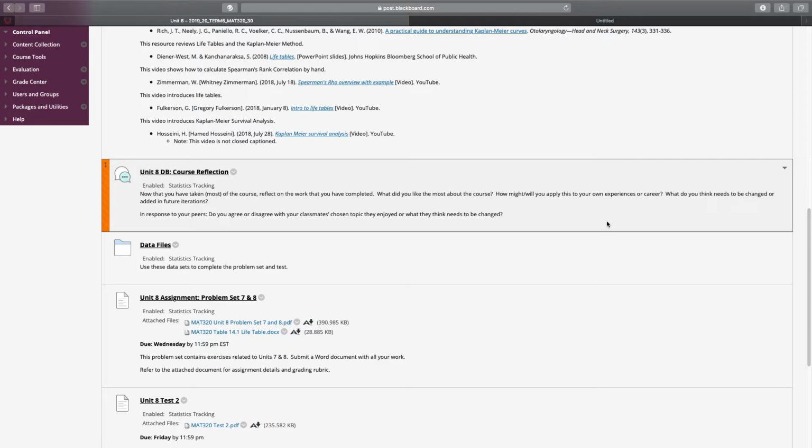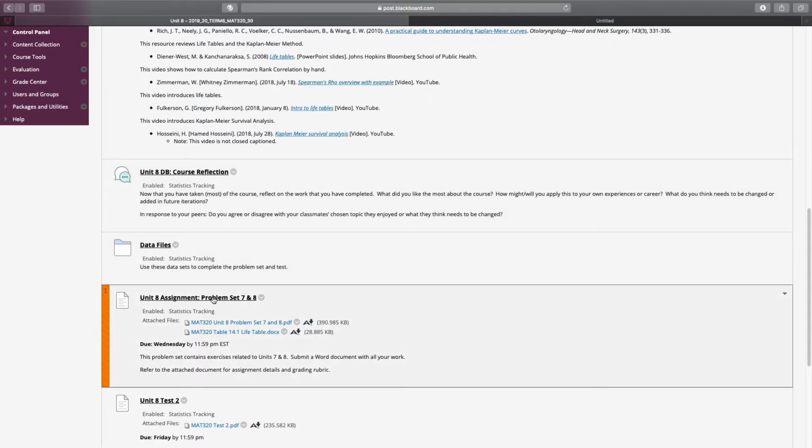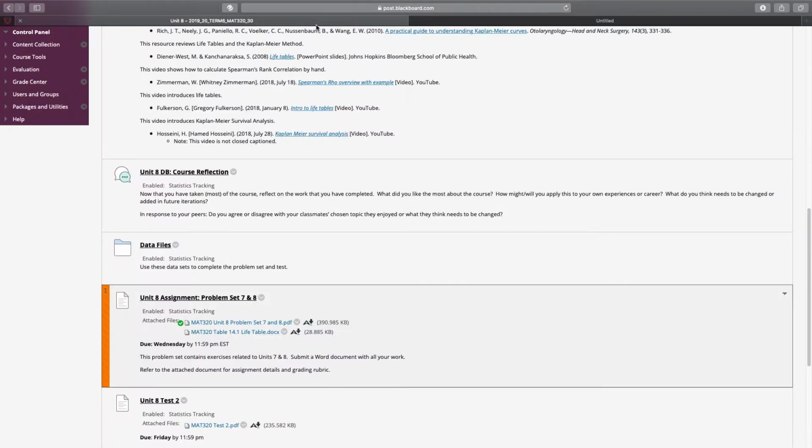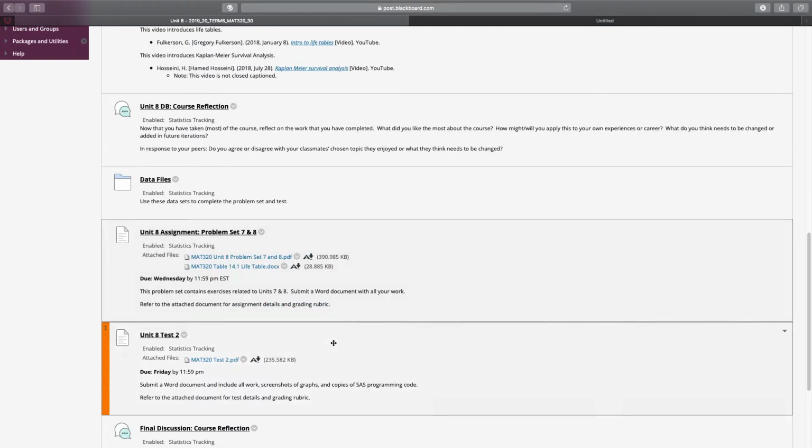And then, in response to your peers, do you agree or disagree with your classmates' chosen topic they enjoyed, or what do you think needs to be changed? I have here the Unit 8 assignment, which is just a combination of the Unit 7 and 8 problem set, which is this document, total of 78 points, due in Unit 8, the Wednesday of Unit 8, I should note, and then the life table as well.